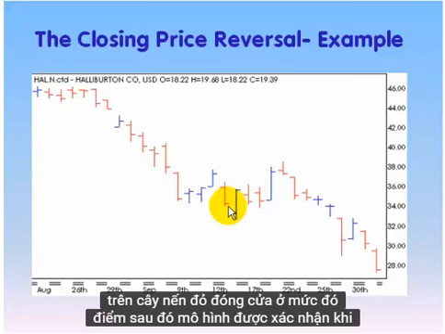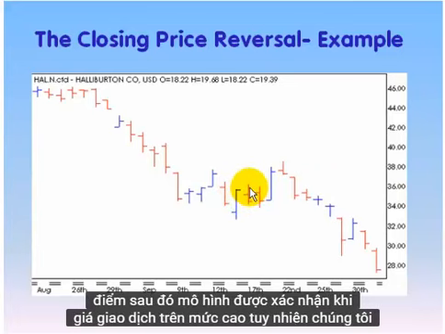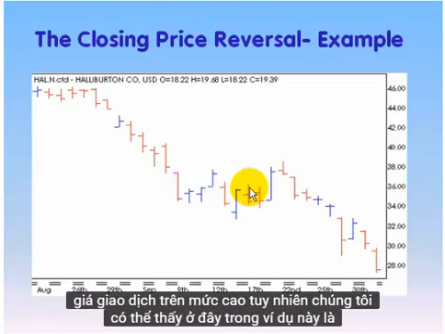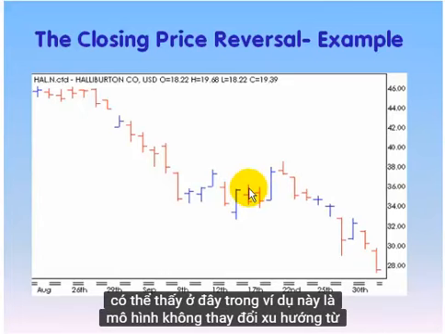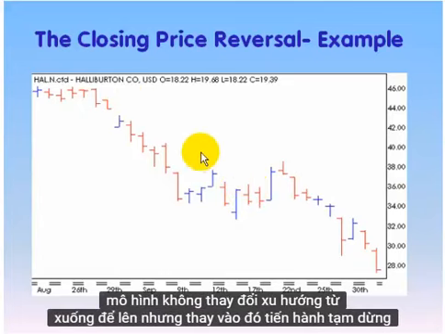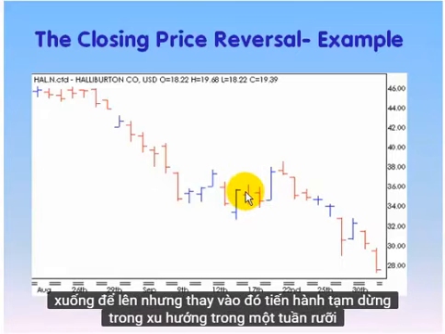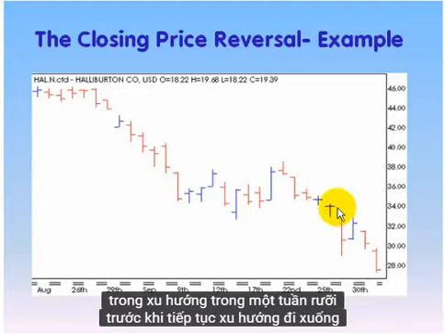The pattern is confirmed when price trades above the high. However, we can see here in this example that the pattern did not change the trend from down to up, but instead preceded a pause in the trend for a week and a half before resuming the trend downwards.